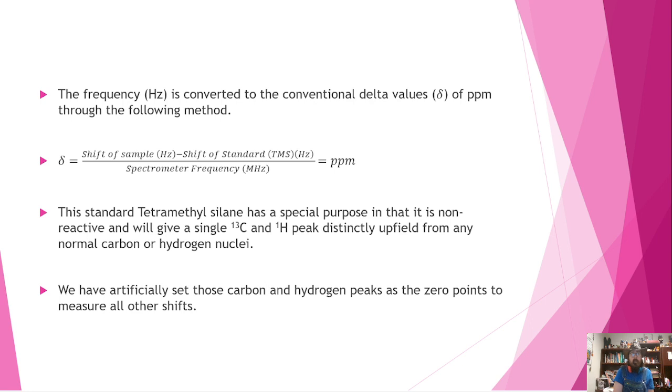However, if you were to have, say, a metal bound to a carbon, the metal might be even more electropositive than silicon, and thus result in negative shifts. So it's an artificial 0. There's no absolute 0. It's just a shift relative to our standard.